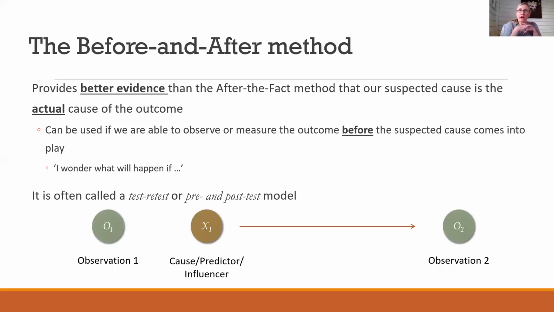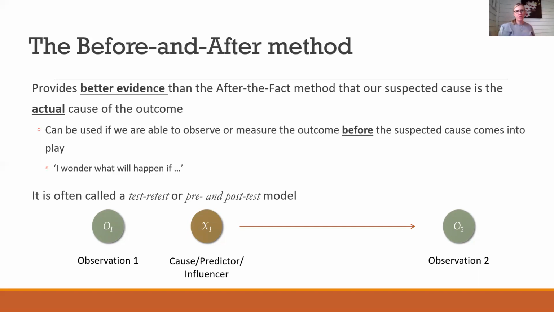And how do we draw it out diagrammatically? Well, as you can see below, we still have our X's and O's, but we've added one before that initial X. So we have a measure of our dependent variable or our outcome. Then we introduce the X, which in this case would be our cause, our predictor, or our influencer. And then we measure our dependent variable again.